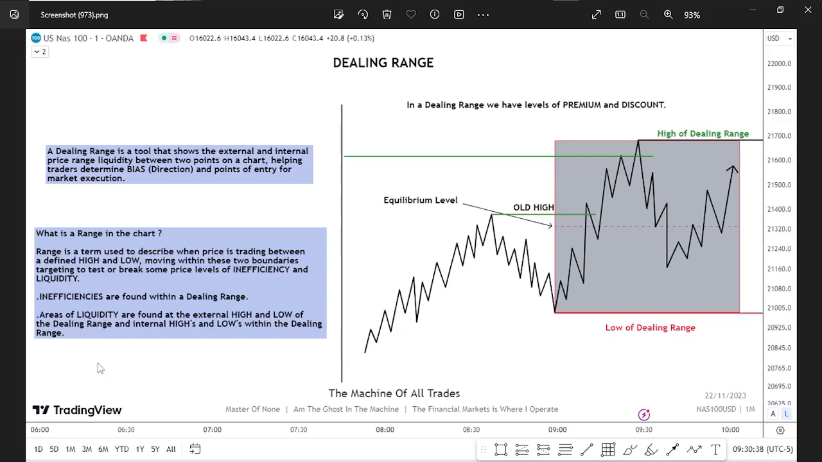Areas of liquidity are found at external highs and lows of the dealing range, and external highs and lows within. I always extend them into the future. I just need to explain. In a dealing range, we have levels of premium and discount. Like I told you guys, we want to buy at discount levels and we want to sell at premium levels. Remember that, right?